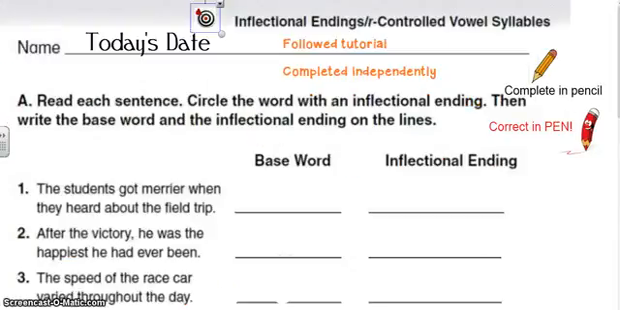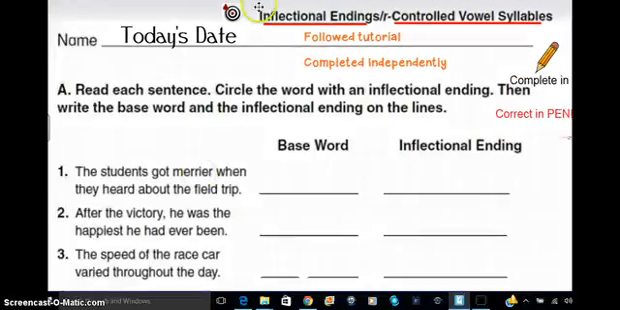Once again, now we're going to move to the spelling portion of our unit. Remember, your goal is to identify, read, and spell correctly inflectional endings and R-controlled vowel syllables. Remember, if you're following the tutorial or you're going to complete it independently, please indicate that as well. All right, so we are on inflectional endings and R-controlled vowel syllables.